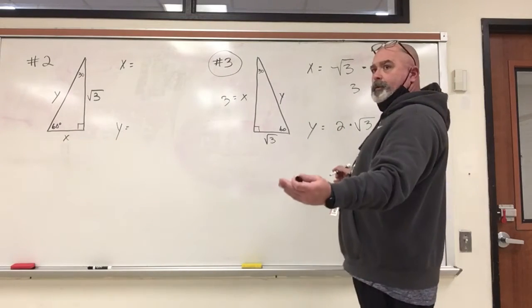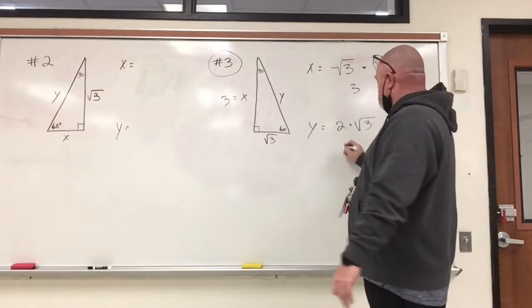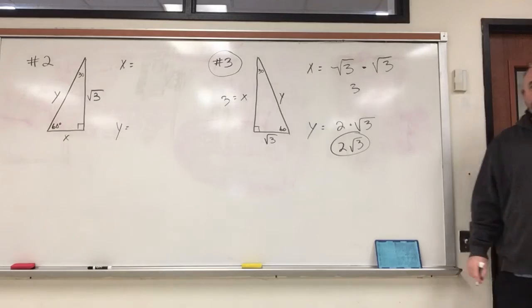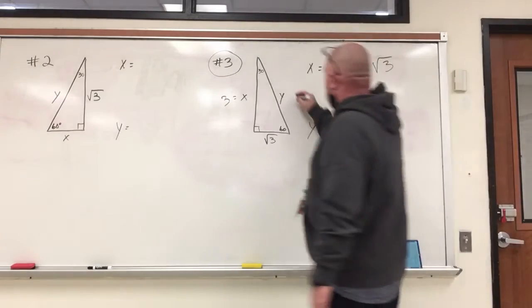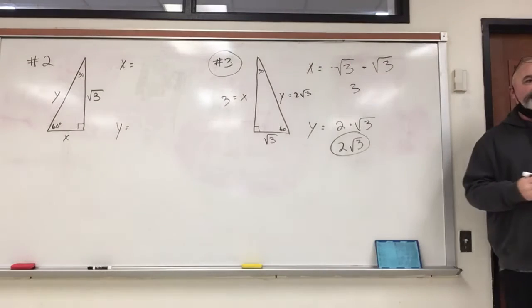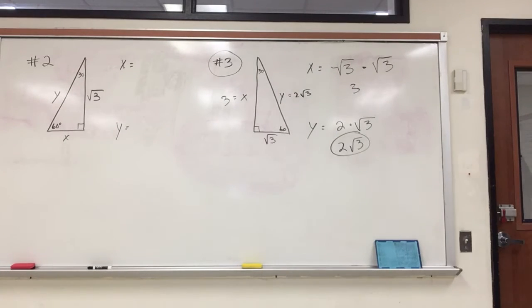So what do you do? Well, you just write it. And that's my answer. Oh, cute. So that is it. 2 square root of 3. There's my 3 sides.